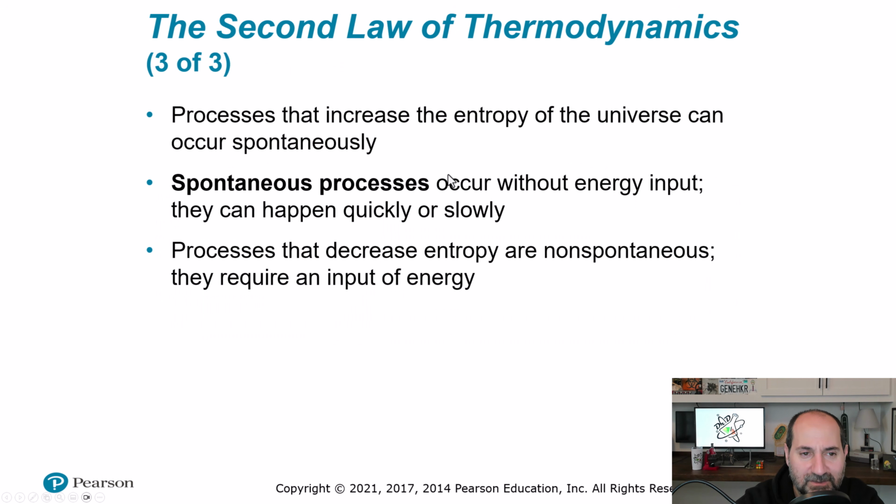Okay, next we learned about spontaneous processes. Remember, a spontaneous process has a negative delta G. It can occur quickly or slowly, depending on its activation energy. Remember, spontaneous processes release energy. They do not require energy input.